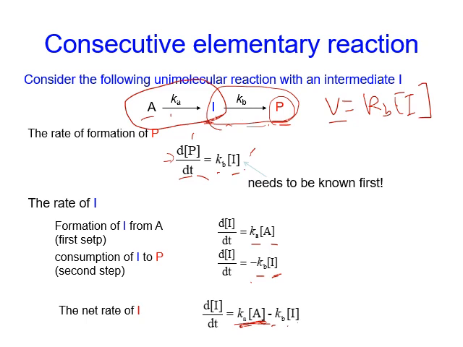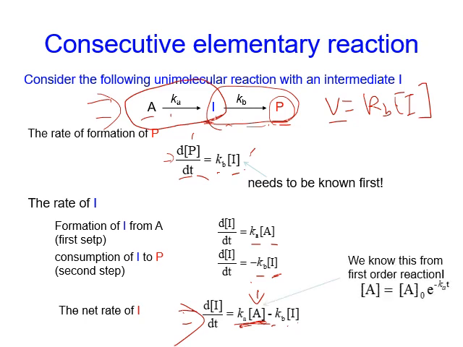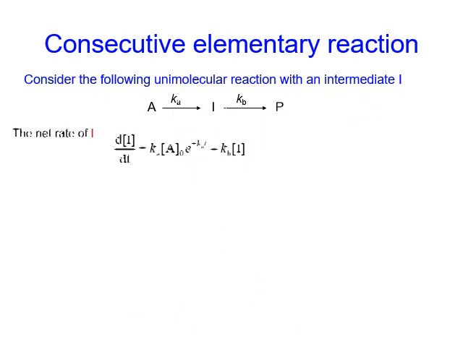Now, in order to integrate this equation, we need to know the concentration of A. A is consumed only in the first step, and the first step is a first order reaction, and therefore we know the equation: A equals the initial A naught times e to the negative Ka t. So plugging in here, we only have two variables and can integrate, which we'll show in the next slide.